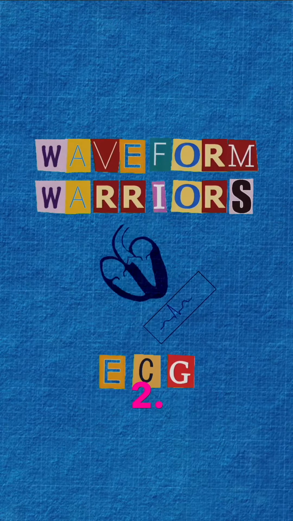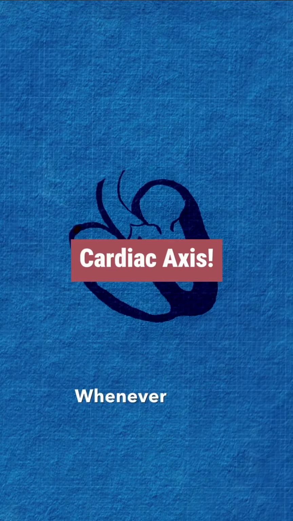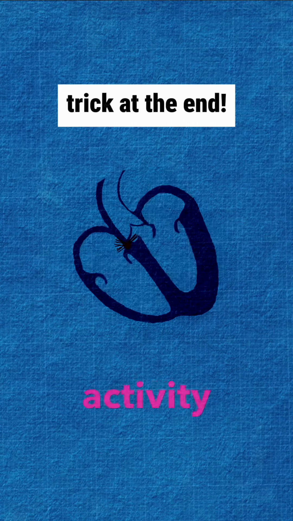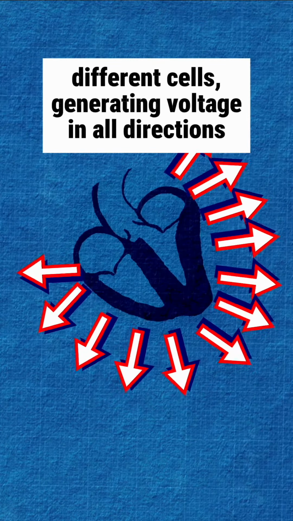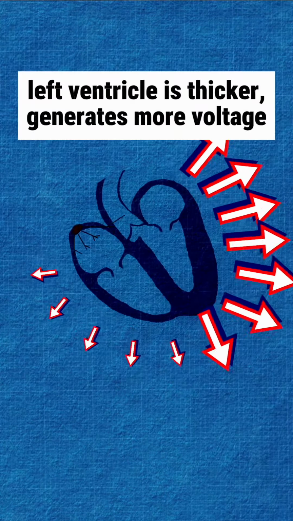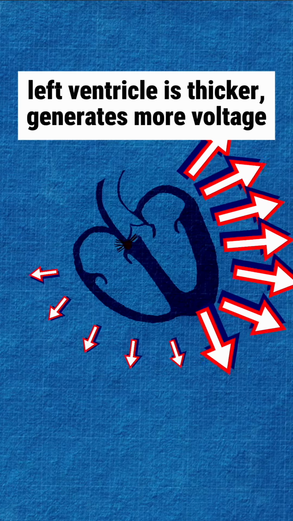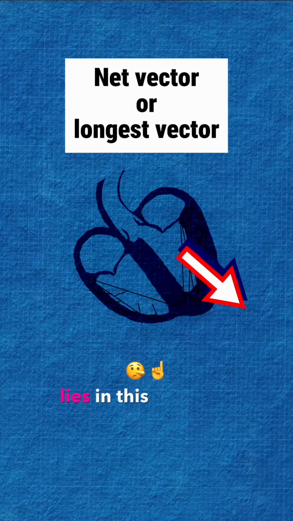Waveform Warrior episode 2. Let's talk about cardiac axis. Whenever there is an impulse generated in the heart, a lot of cardiac activity happens. And it goes in all directions because all the atrial cells are depolarizing, all the ventricle cells are depolarizing. But the left side of the ventricle is much thicker than the right side. So it generates more voltage. And the net vector lies in this direction.